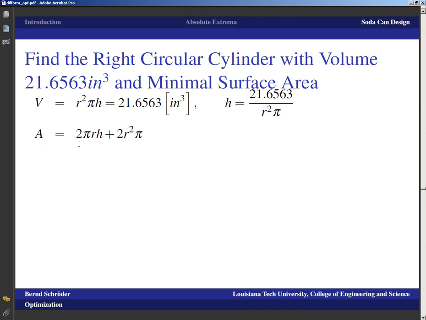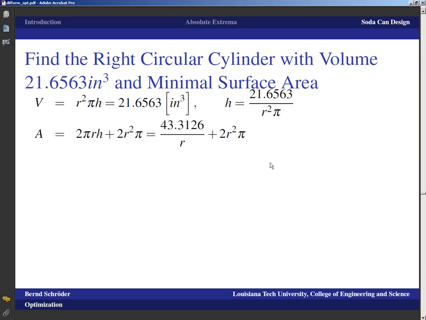Okay, we plug that in. We remember the surface area is 2 pi r times h plus 2 r squared pi. If we plug h in there for this h here, we end up with 2 times 21.6563, which is 43.3126, times r divided by r squared, so we divide by r, and then the pi over here cancels with the pi over here, so this really is all that remains from the first term. The second term is still 2r squared pi, and here we see this is now a function of one variable.